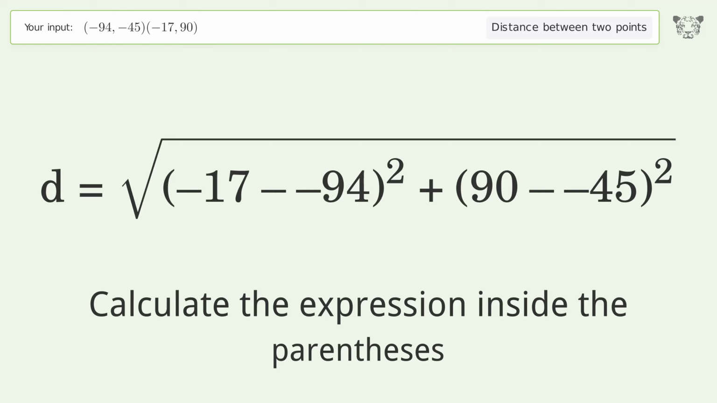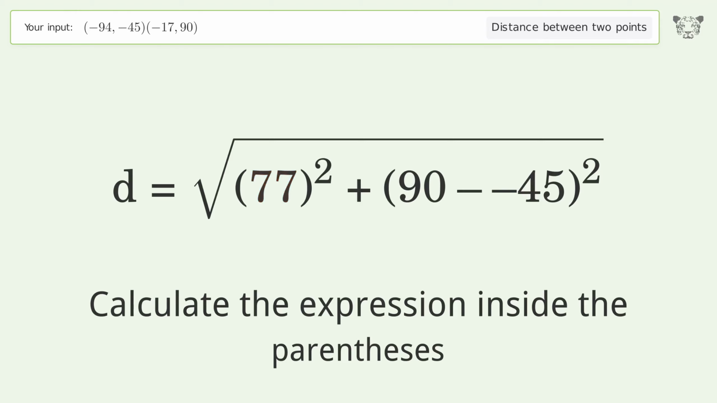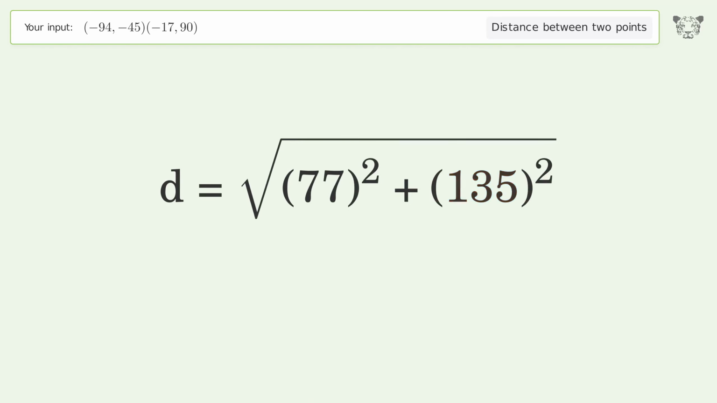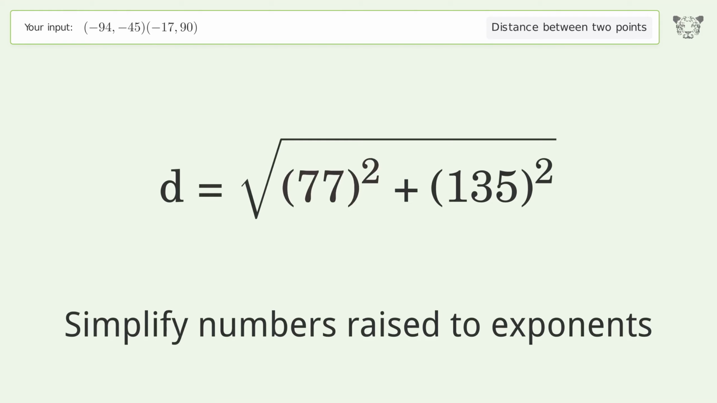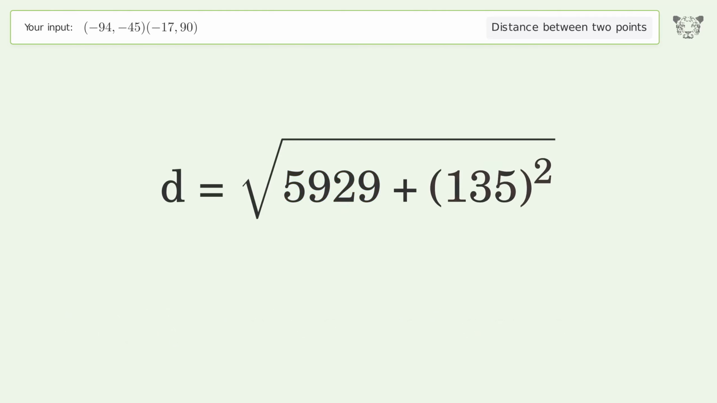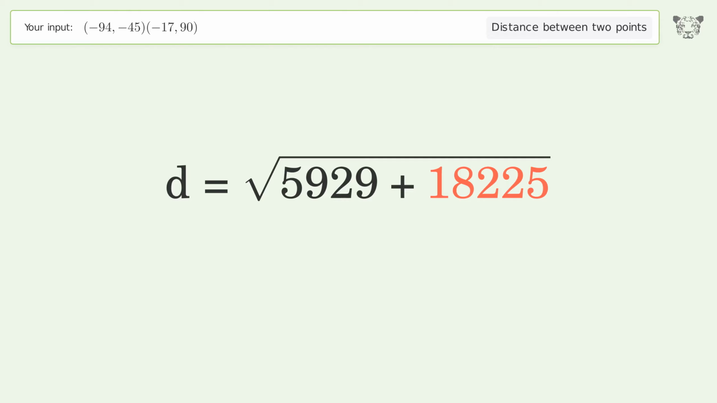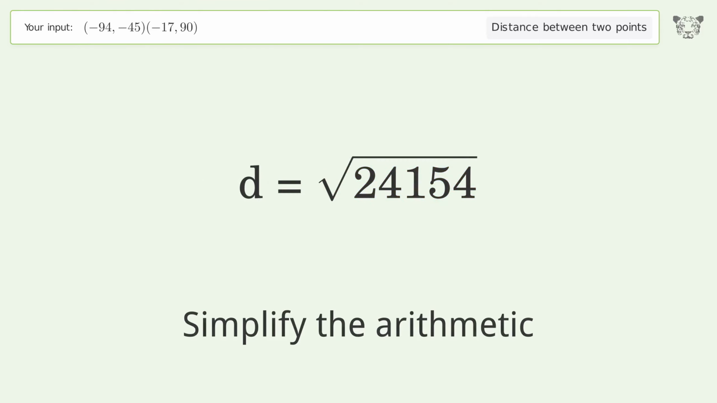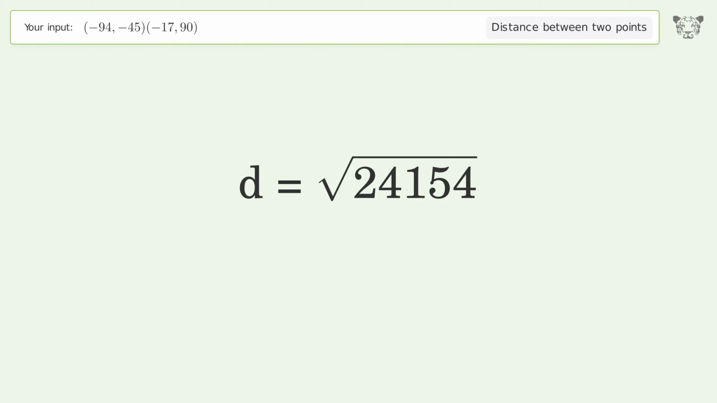Calculate the expression inside the parentheses. Simplify numbers raised to exponents. Simplify the arithmetic. And so the distance between the 2 points is the square root of 24,154, or 155.416.